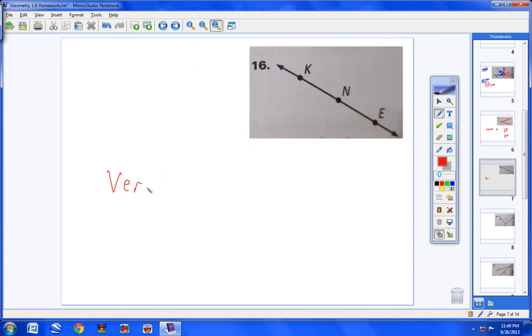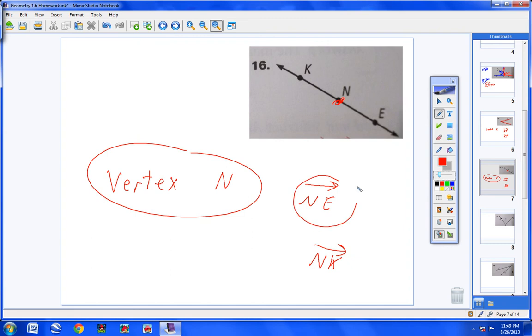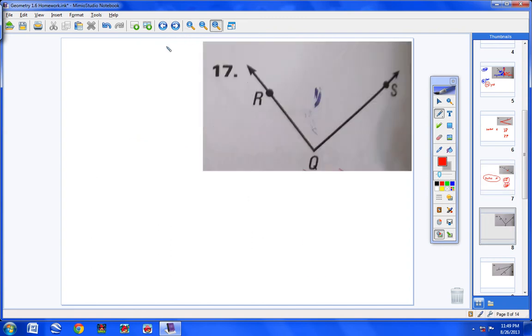We would say it's a straight angle now, so the point in the middle is N, so the vertex would be N. So there's the middle. And then one ray would shoot this way, so we would say one side of the angle is ray NE. And then, of course, the angle shoots this way. That's the other ray, and that would be ray NK. All right, so there's the three parts: vertex, side, and side. And now let's take a look at our next one here, number 17.